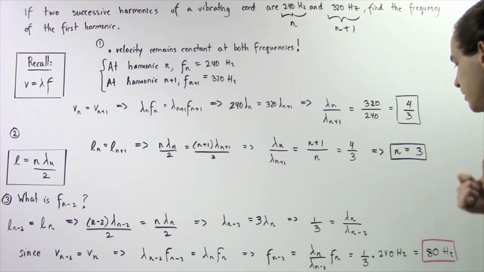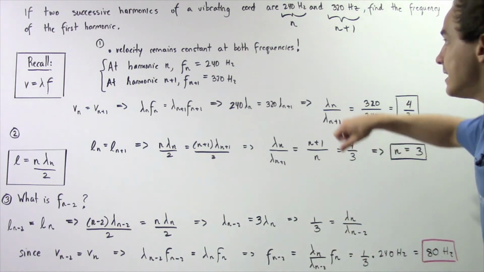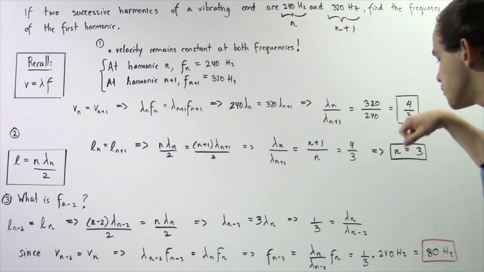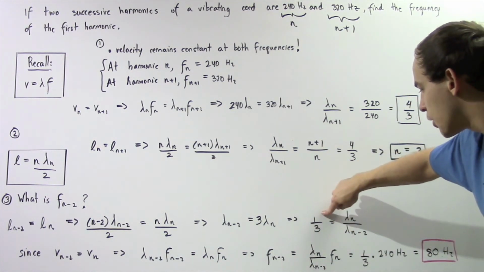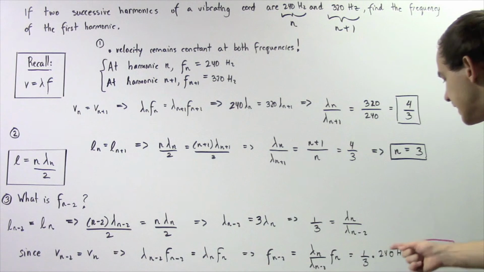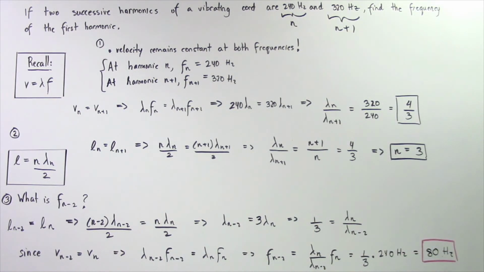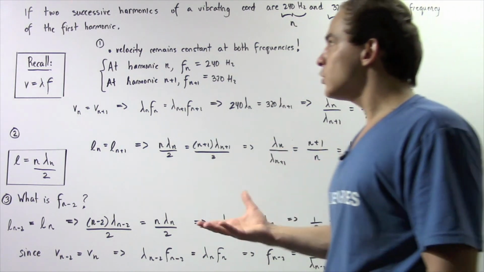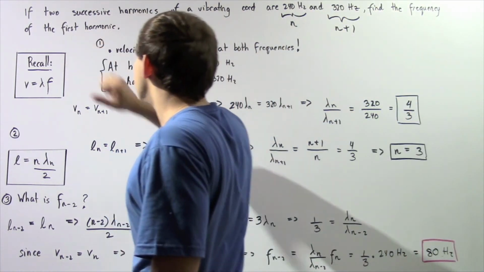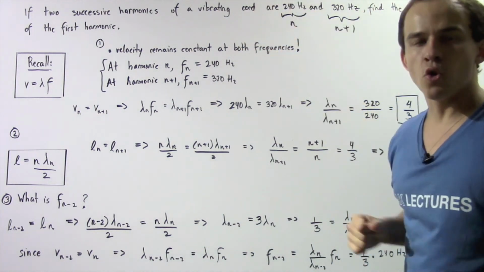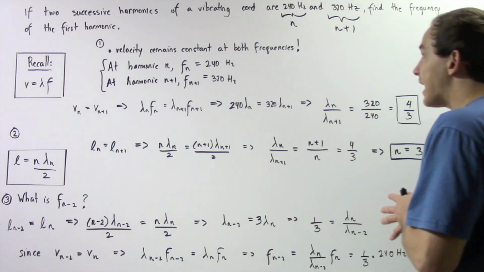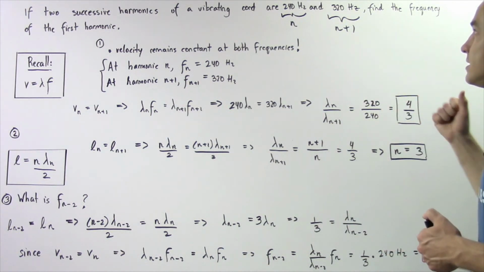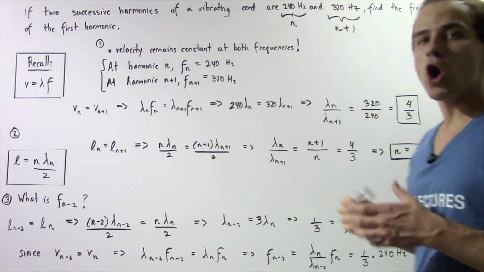Now our n is simply 3, and we know that F3 is 240 hertz. And we know that this ratio found here is 1/3. So 1/3 multiplied by 240 hertz gives us 80 hertz. So that is our fundamental frequency, also known as the first harmonic of this particular chord. It's 80 hertz. And notice all we needed to find that was the two frequencies of any two successive harmonics.